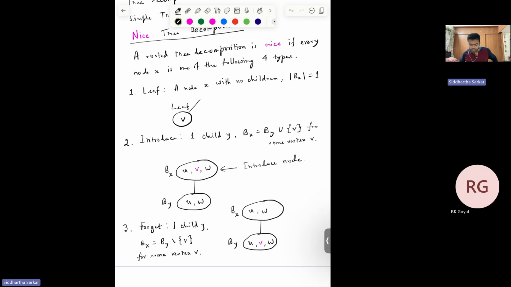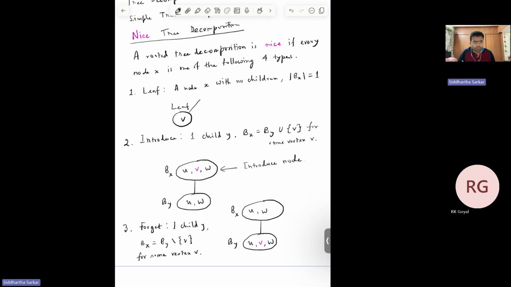So is the forget node concept understood? Yes. Okay. So it's just the opposite of introduce. One element is being forgotten in this node compared to the child.